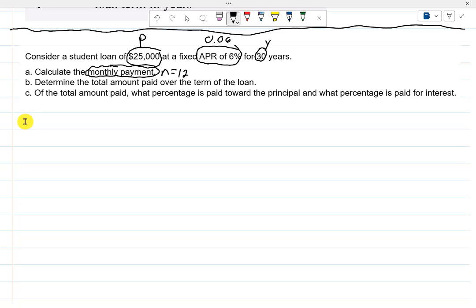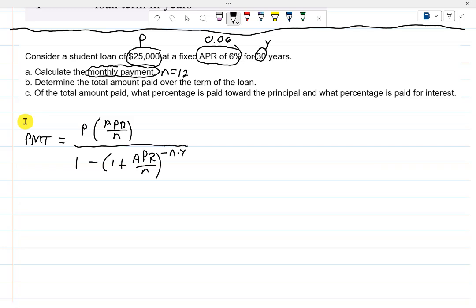Let me put the formula up, and then I'll do a couple of iterations with this. Your payment is figured out this way. We have P times APR over N, divided by 1 minus 1 plus APR over N to the negative N times Y power.